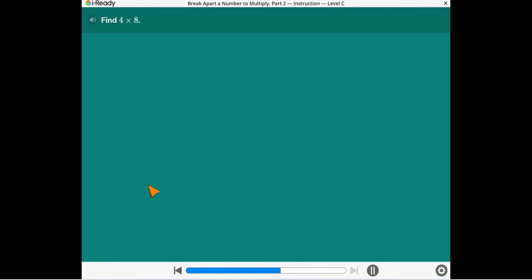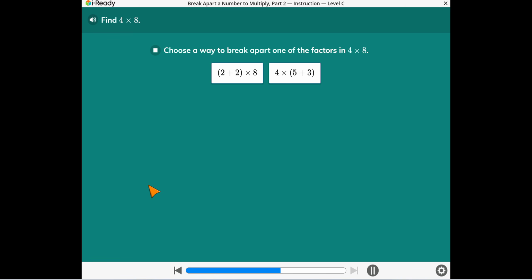Let's break apart one of the factors to make multiplying easier. Choose a way to break apart one of the factors in 4 times 8. Four times 8, I'm late. So which one should we do? This one or this one? Let me choose. You want me to choose? It's anyone you want.